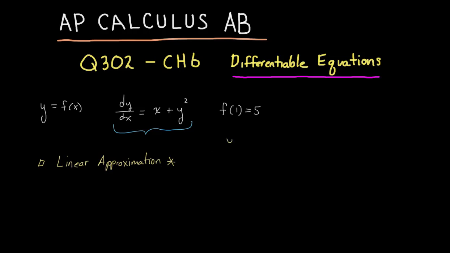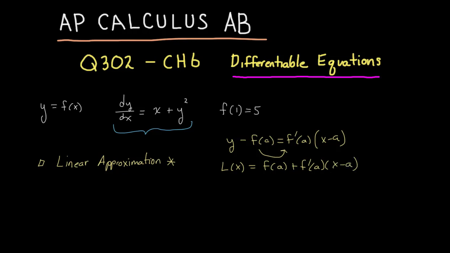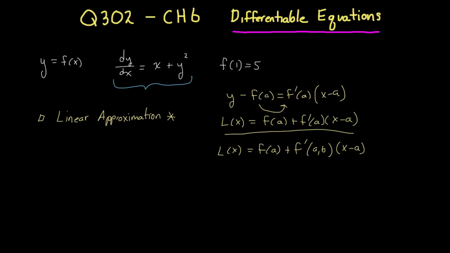If you recall, we've discussed it 100 million times. y minus f of a equals f prime of a, that's the slope, times x minus a, and then we often wrote it as L of x equals, and then we added this to both sides to get f of a plus f prime of a, x minus a. That was the linear approximation. We extended that in this unit to be f prime of (a, b) because the slope would depend on an x and a y coordinate. So that is something that you will definitely see here.